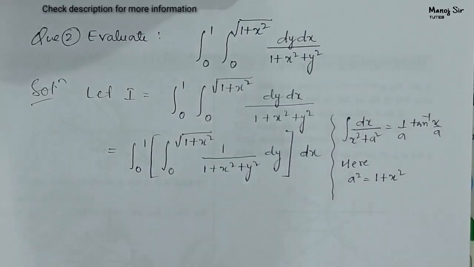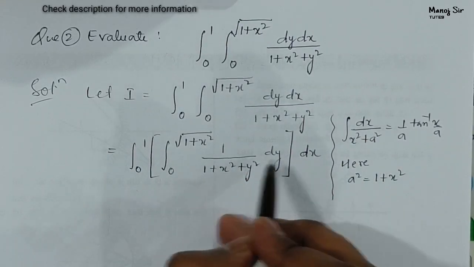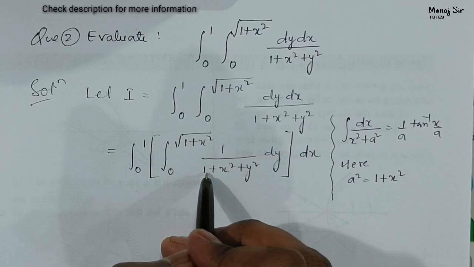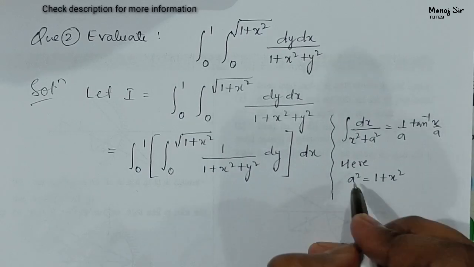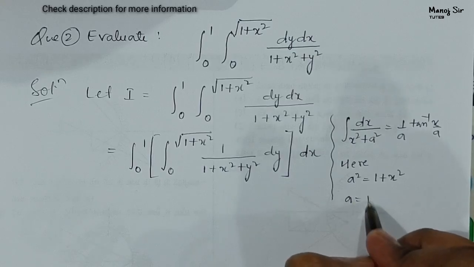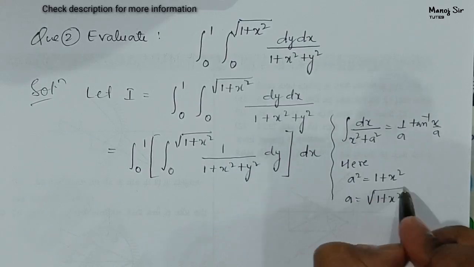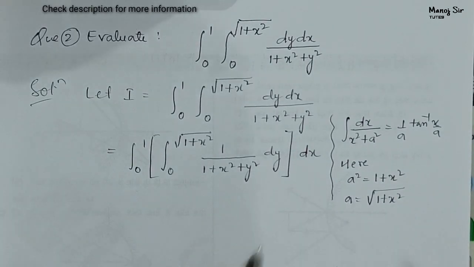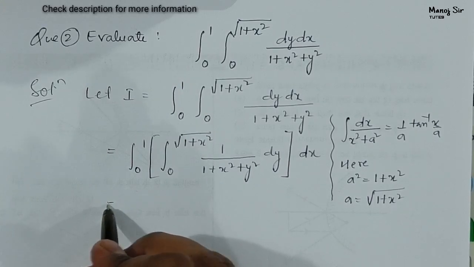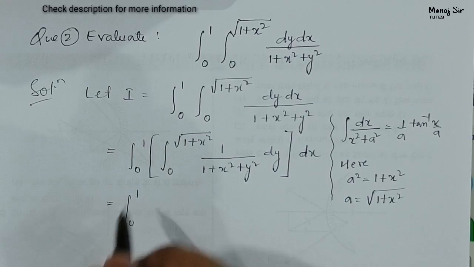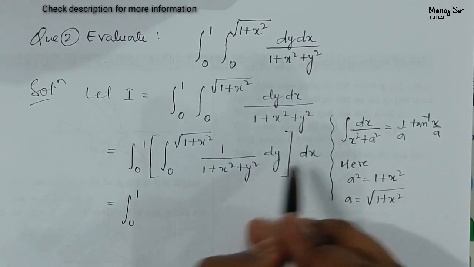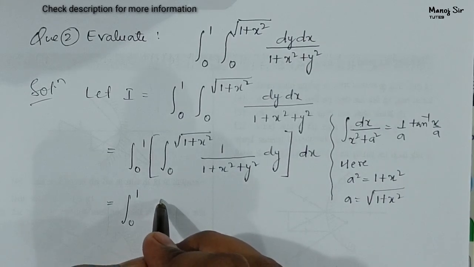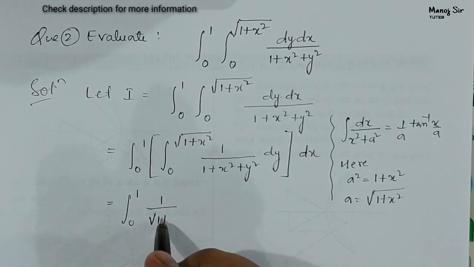This is a very important part of this problem. If you compare this with this, here we integrated with respect to x, here we are integrating with respect to y. So we will consider this 1 plus x square as a square. If this is a square, then what will be a? That is root over of 1 plus x square. This part is very important as per the context of this problem. So if we solve this integration from 0 to 1, the formula is 1 upon a. What is a? That is root over of 1 plus x square. So we can write that as 1 upon root over of 1 plus x square.